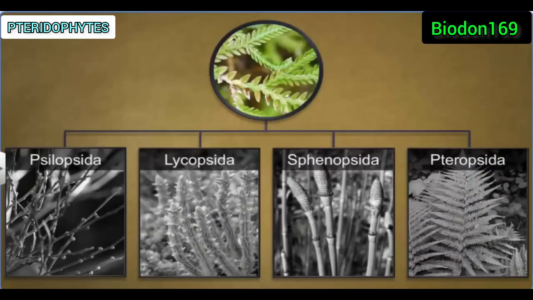Based on the organization of the plant body, including the nature of the leaf and location of sporangia, they are classified as Coelopsida, Lycopsida, Sphenopsida, and Pteropsida.